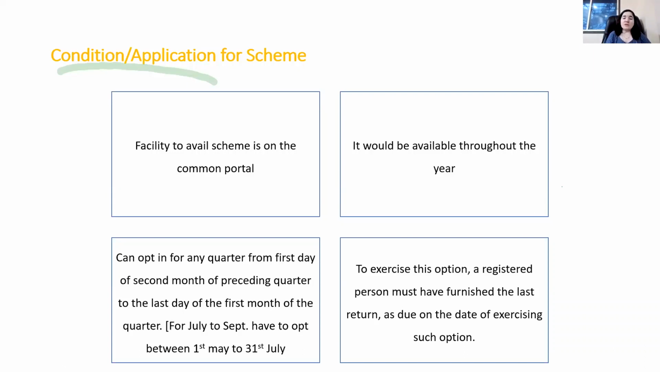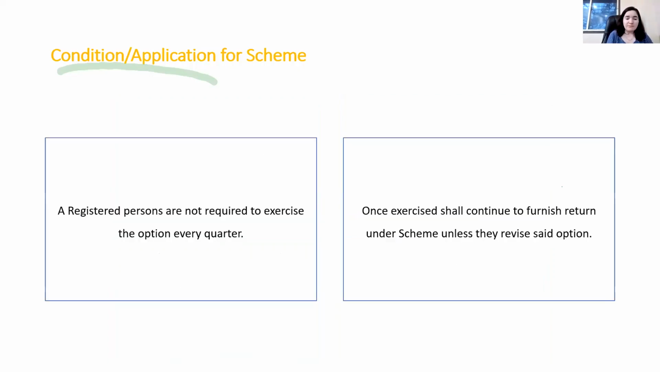Now, to exercise this option, a registered taxpayer must have furnished the last return as on the due date. So this is the time period within which any taxpayer has to opt for the scheme. But one of the conditions is that the last return, that means if you take the July to September quarter, that means April, May, June, so the June month return should be furnished before exercising the option. So after furnishing of the June return only, the option can be exercised. So you have to opt from the 1st May, so you have to submit the return of April. Once you have submitted the return of April, then you can opt for this scheme.